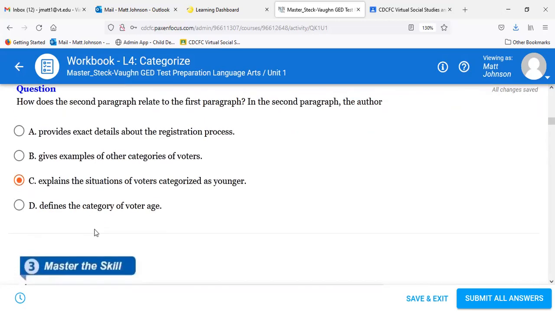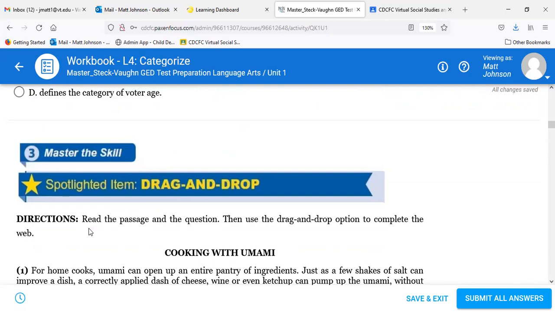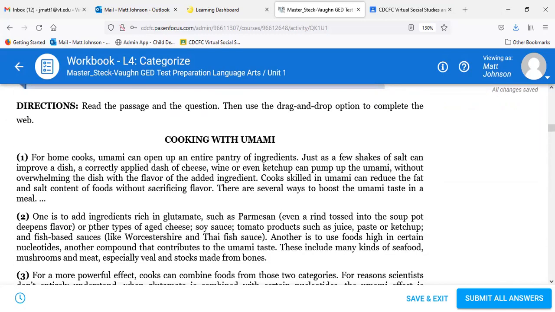All right, so here we go. On to number three. Okay, back to umami. So new section here. Again, taking note of the title, we know what we're dealing with here. It's going to be about umami. So for home cooks, umami can open up an entire pantry of ingredients. Just as a few shakes of salt can improve a dish, a correctly applied dash of cheese, wine, or even ketchup can pump up the umami without overwhelming the dish with the flavor of the added ingredient.